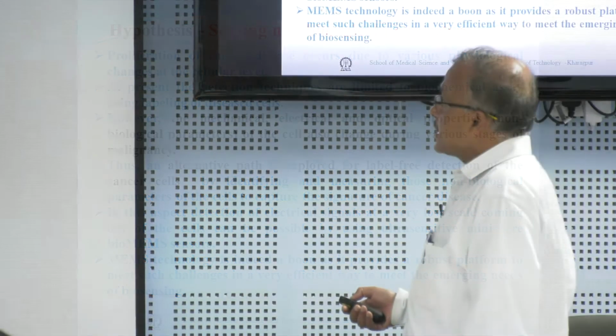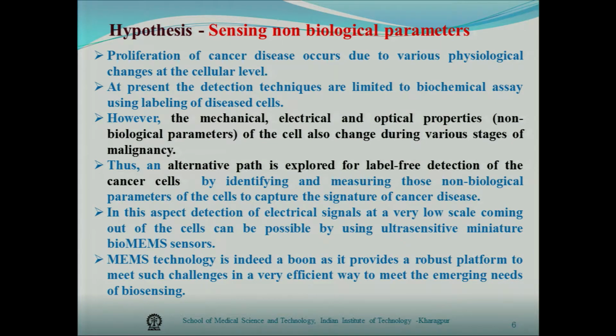So, at present the detection techniques are limited to biochemical assays using labeling of the disease cells. You can take the cells and label them with a fluorescent tag, and if the cells are tagged with the fluorescent molecules and we observe under a microscope, you will see the fluorescent color. If those cells are not present, then you will not get the fluorescent color. That way these biochemical assays are done, and that is why it is called the labeling technique.